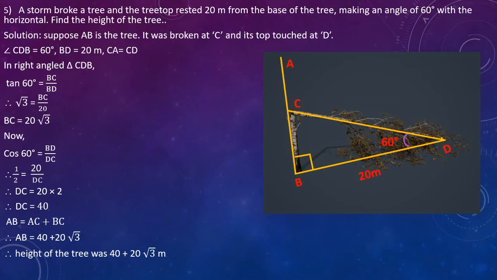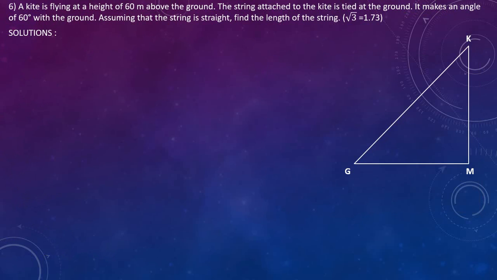Now let us see the last sum. A kite is flying at a height of 60 meters above the ground. The string attached to the kite is tied at the ground. It makes an angle of 60 degrees with the ground. Assuming that the string is straight, find the length of the string. Also in the bracket they have given the value of root 3 is equal to 1.73. So we need to find out the length of the string.